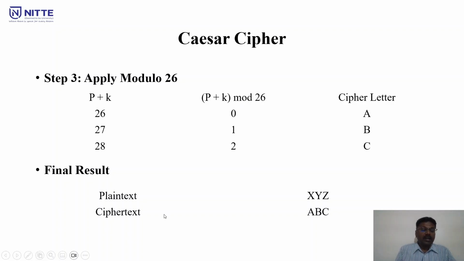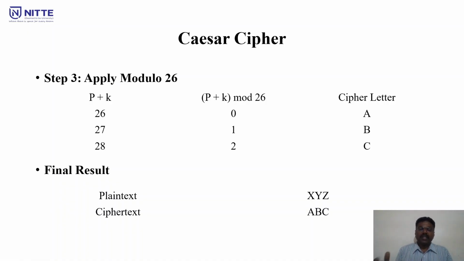So that is nothing but the plain text X, Y, Z we have taken, and the cipher text for each of those plain text letters will be A, B, C. So this is how we perform the encryption. The same thing applies for the decryption.